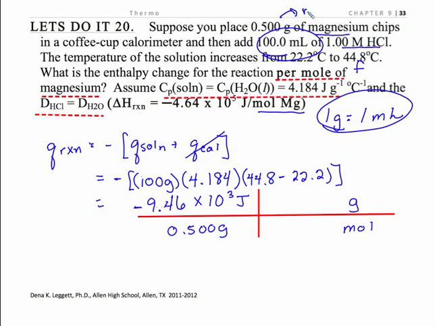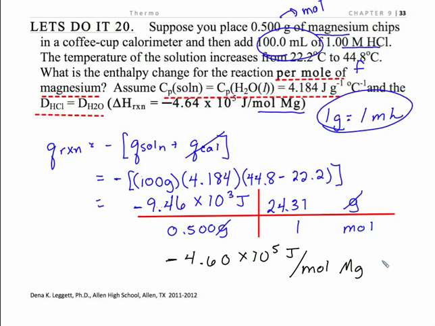There's a couple of ways you could do this. Some people would convert that to moles and then do their dividing. It doesn't matter. It all works out in the end. This is 24.31 as long as your units cancel in the end per 1 mole. And when all is said and done with that algebra, I did the algebra again. I got 4.60 times 10 to the 5th joules per mole of magnesium.